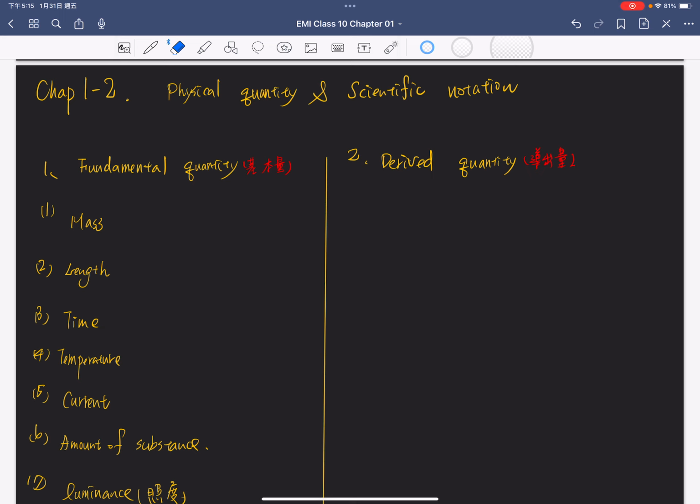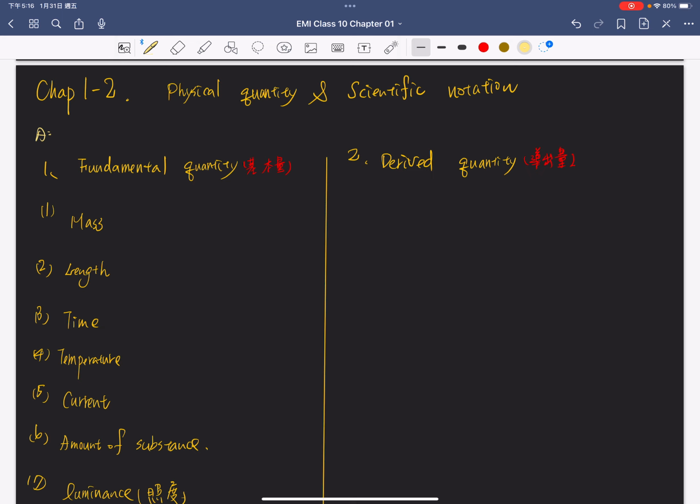Today in this physics class, we want to talk about physical quantities and scientific notation. The first topic is units. When we talk about units, we will focus on two important topics. The first part is the fundamental quantities, and the second is the derived quantities.